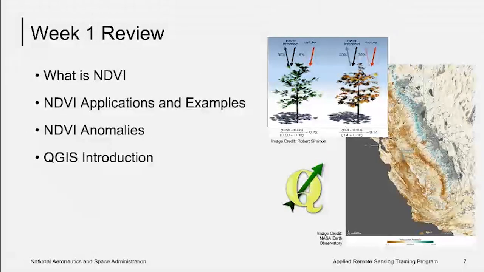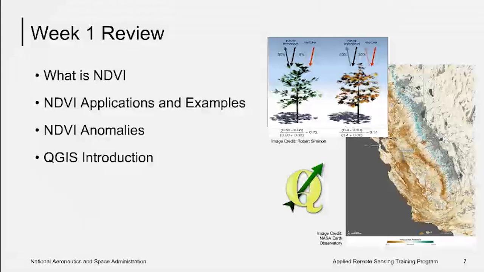As a review, last week we discussed the specifics of NDVI. Remember, this is based on the relationship between red and near-infrared wavelengths. The applications for NDVI are varied and can include understanding vegetation phenology, characterizing drought, and identifying vegetation health, just to name a few. NDVI anomalies are useful to understand the current state relative to the average state or normal land characteristics.